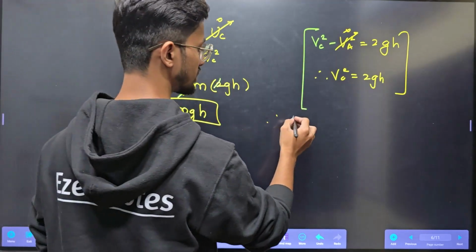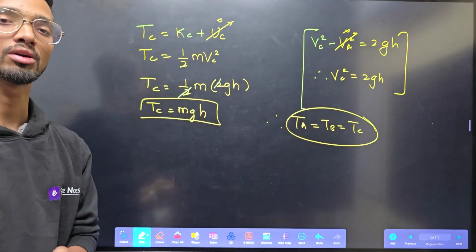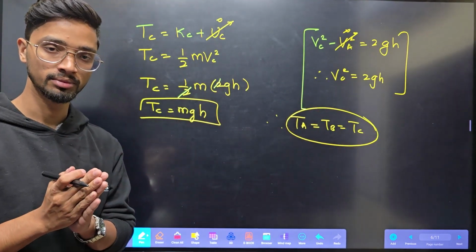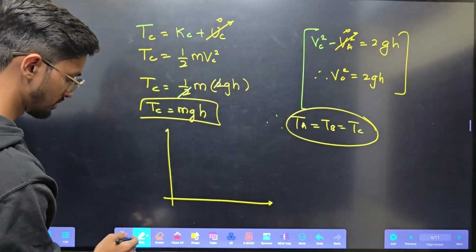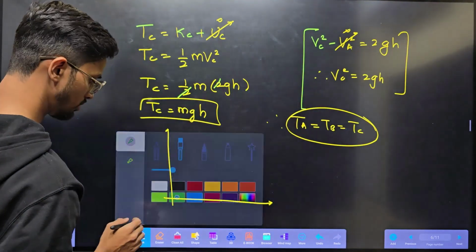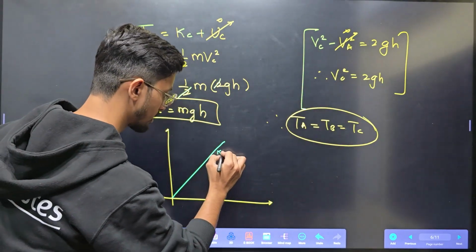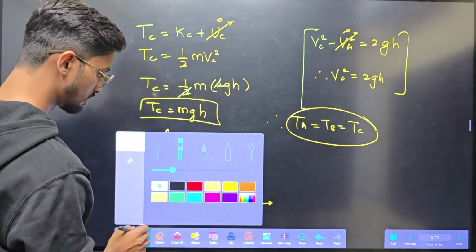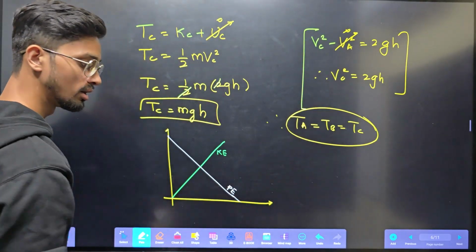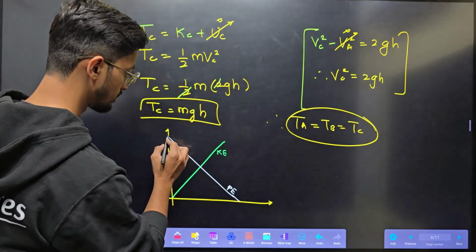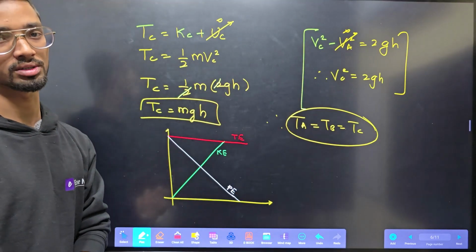So therefore we can say that total energy at A is equal to total energy at B is equal to total energy at C, and the energy remained constant at every single point. Okay, now if they ask about a graph, from 0, kinetic energy will increase to maximum. What happens to potential energy? Potential energy will decrease from maximum to 0, this is potential energy, but total energy will remain constant. See, total energy will always be constant.